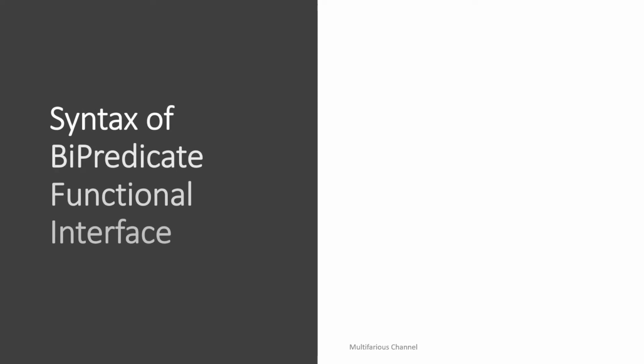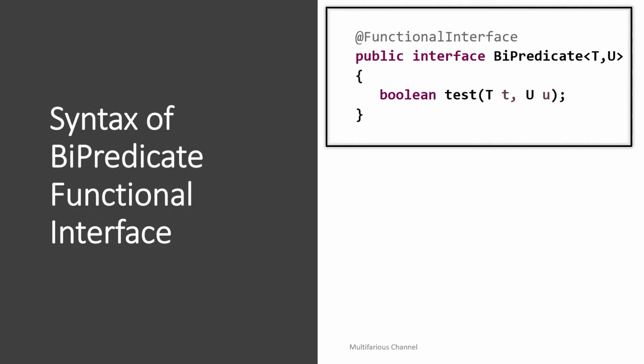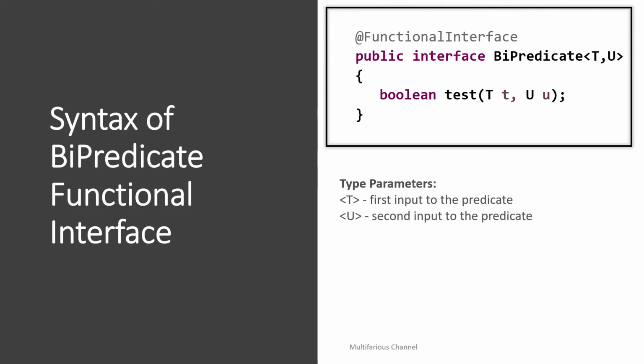Now let's understand the syntax of BiPredicate. So BiPredicate is defined like this. It is annotated with the @FunctionalInterface annotation. It contains only one abstract method, similar to the predicate, that is test. However, from its method signature boolean test(T t, U u), it is clear that it takes two input parameters and returns a boolean result. Here T is the type of the first input to the BiPredicate and U is the type of the second input to the BiPredicate.